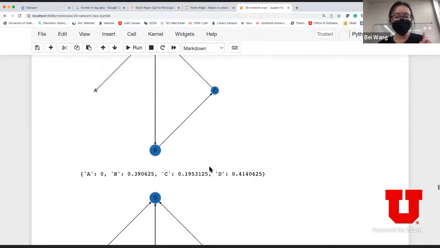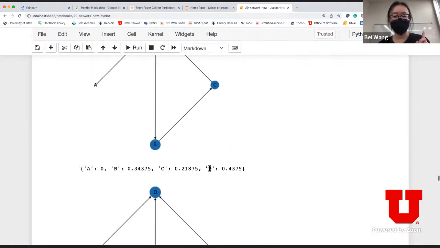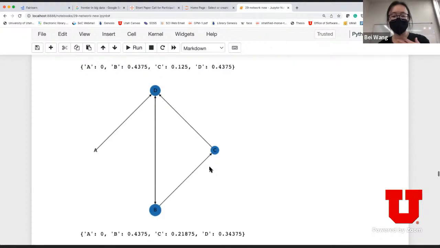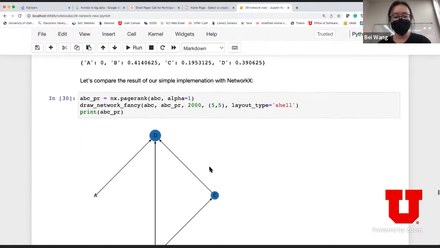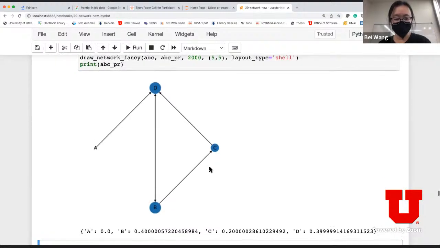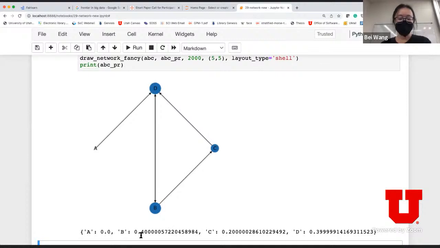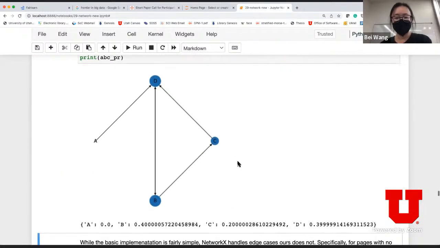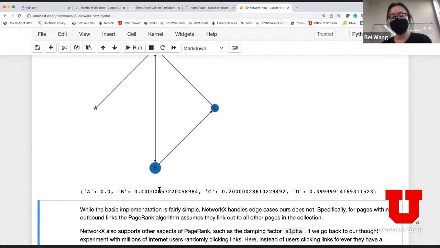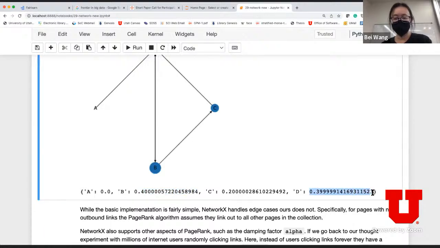Oh, sorry. Let me correct myself. This is the algorithm I just did, my simple algorithm. And the NetworkX implementation is slightly different. If you look at NetworkX, D is very close to B. When I terminate, B is slightly more than D. But in the NetworkX implementation, they are roughly the same between these two.